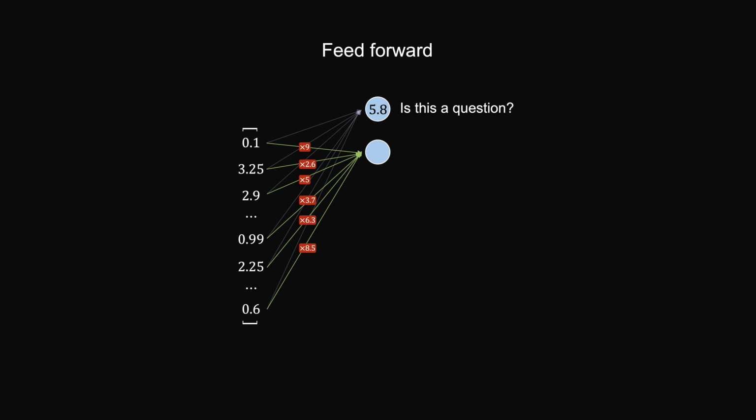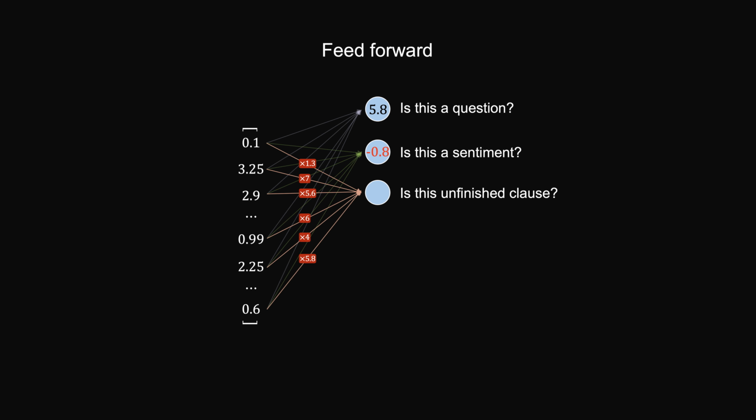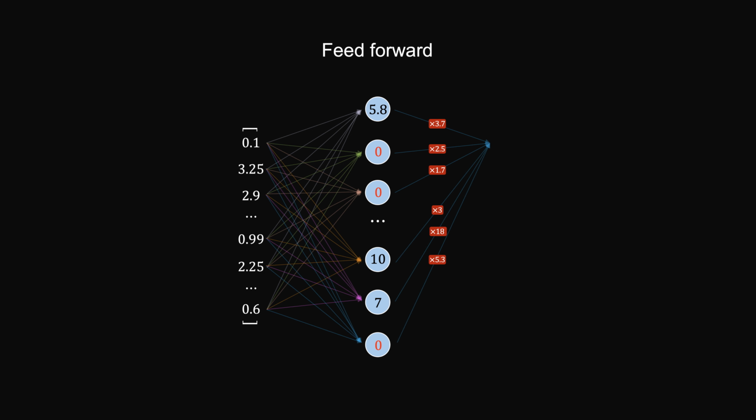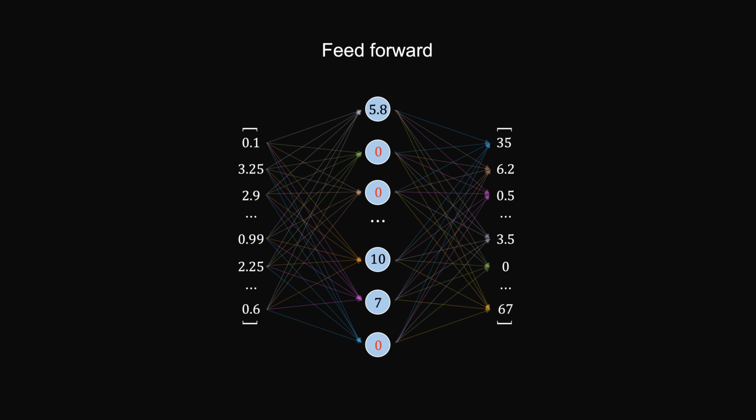Mixing the components differently, it could be checking, is this a sentiment? Or, is this an unfinished clause? And so on. Only positive answers will impact the response. The negative ones will be muted. Then the next step is to create a response according to these features. Again, linearly mix and combine them. The result will be all those meanings needed for a response.